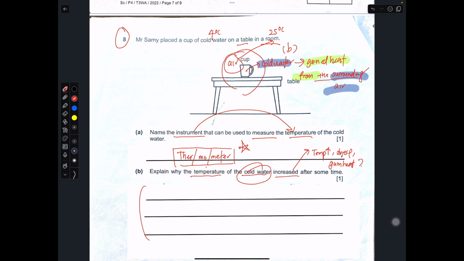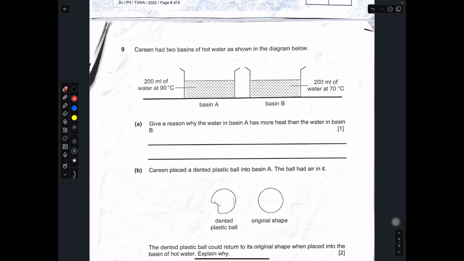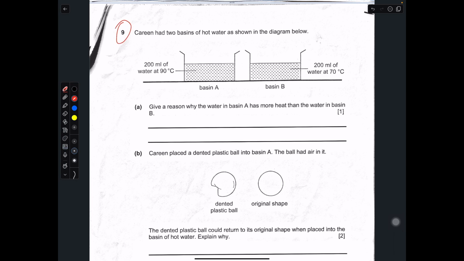Okay, so let's move on to the third last question. Perrin has 2 basins of hot water as shown in the diagram. So we have 200 ml at 90 degrees, 200 ml at 70 degrees. It seems that the volumes are the same. The only thing that is different is the temperature. So keep that in mind. Explain why the water in basin A has more heat than the water in basin B.